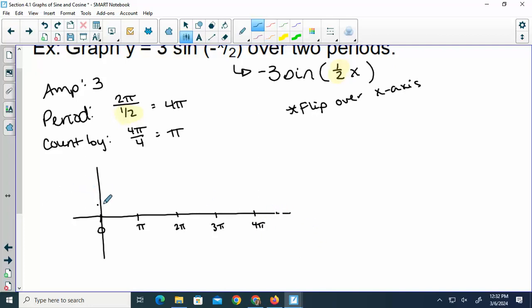Alright, my amplitude is 3. So my high point happens at positive 3 and my low point happens at negative 3. We are graphing sine. Where does sine begin? At 0. And then it goes up to our amplitude. But because our graph is flipped, it goes down. So at pi it will be at negative 3, back to 0, up to positive 3 and back to 0.